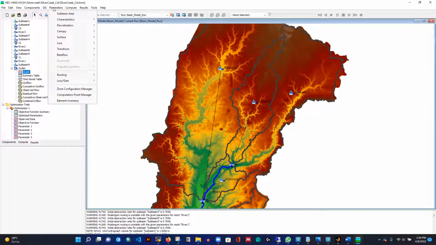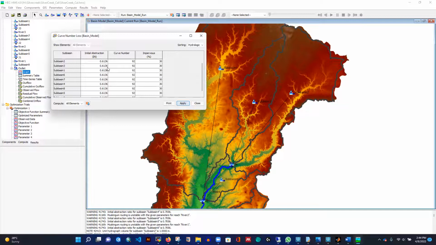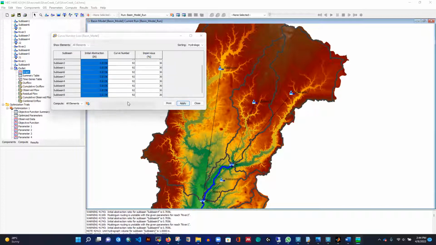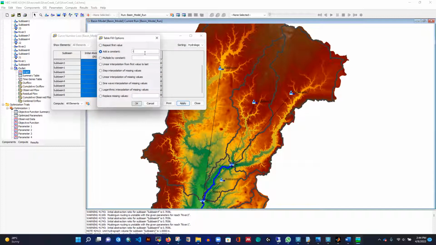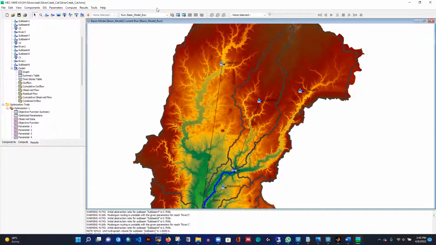So what else can we do? You can go to parameters and go to this loss, the SCS loss method. So the initial abstraction shouldn't be this one. We can reduce the initial abstraction, like from 0.61 to 0.6, or I can reduce it from this one, so minus 0.05. How about that? Let's see. So 0.56, that's okay. We can run with that one because the initial abstraction is less. There will be less abstraction, so more runoff.